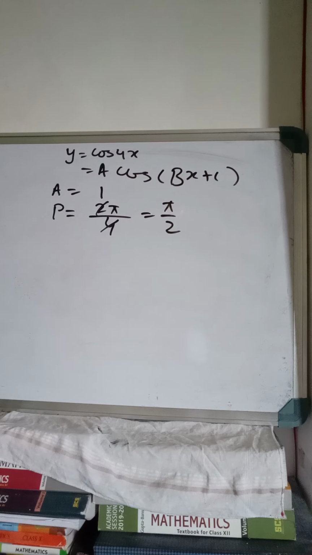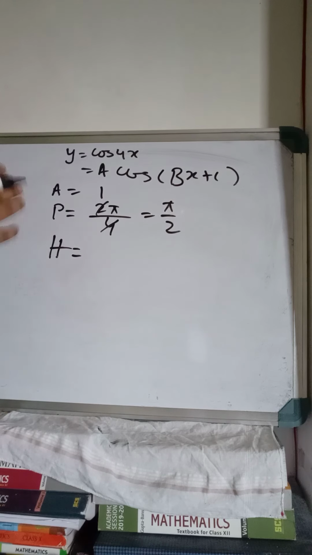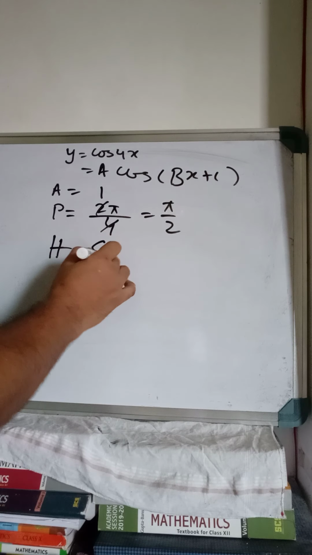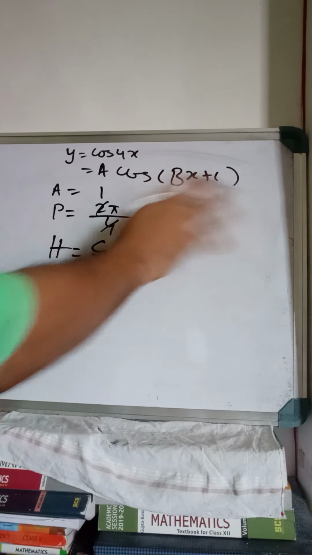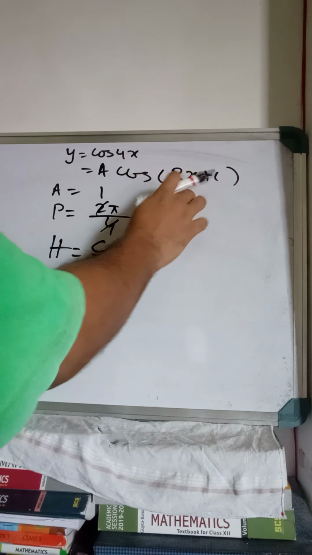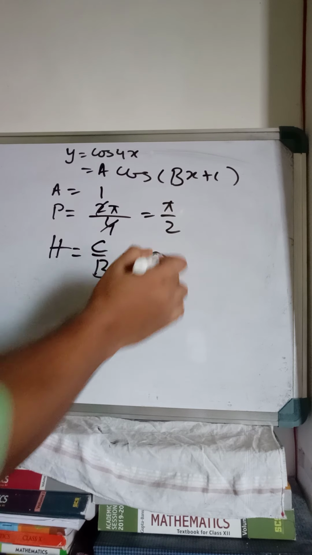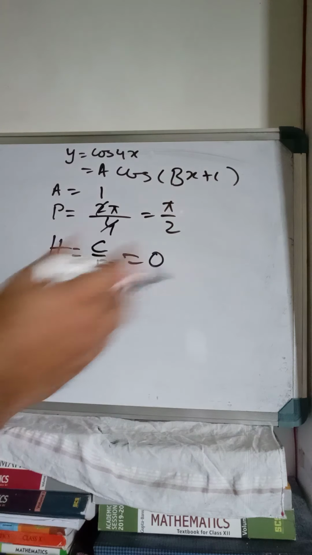Now the next part is the horizontal shift or h. Horizontal shift h, I told you it is c by b. Over there no c is there, only cos 4x. That is bx, plus nothing is there. So that's why c is 0. That means the horizontal shift is 0. It is starting from the origin.